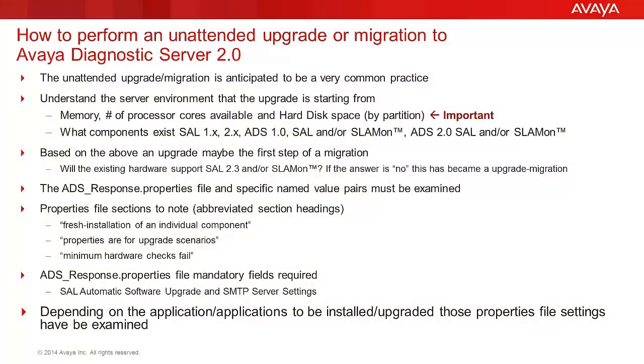This video will describe what has to be evaluated prior to an upgrade/migration to ADS 2.0. The unattended mode is anticipated to be a very common approach to performing the upgrade. The very first and most important step is to positively know the server environment you'll be trying to upgrade. That is the memory provisioned, number of processor cores allocated, and the hard disk space allocated and defined by partition. What are the components being upgraded, and by which version?